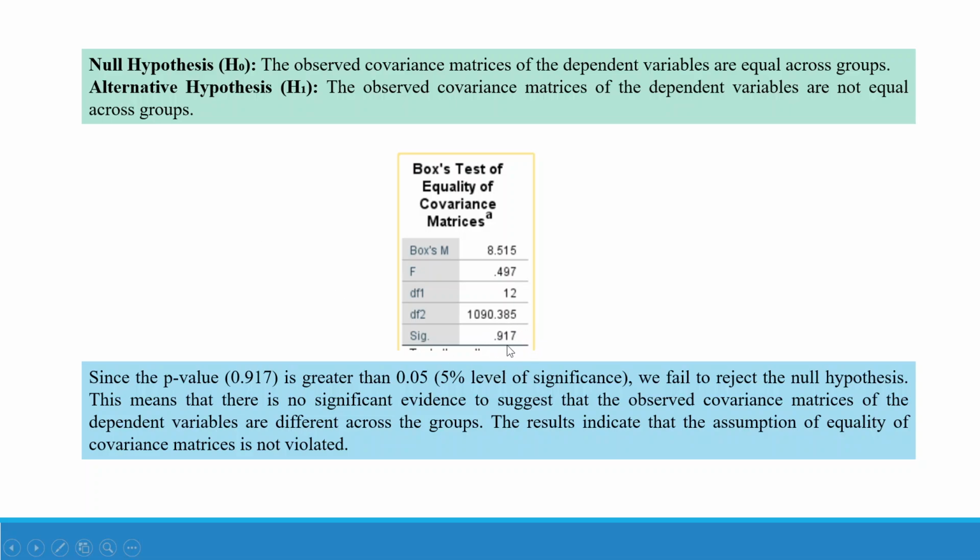The p-value is more than 0.05, which is desirable. Since the p-value is greater than 0.05, that is at 5% level of significance, we fail to reject the null hypothesis. This means that there is no significant evidence to suggest that the observed covariance matrices of the dependent variables are different across the groups. This is desirable. This is expected. This you should get. The results indicate that the assumption of the equality of the covariance matrices is not violated. So the first assumption is clear.